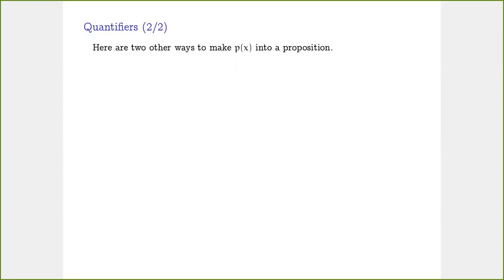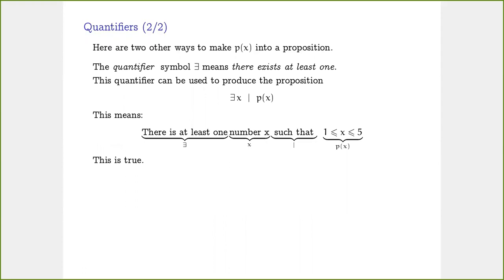There are two other ways to make P of X into a proposition. This is where we introduce quantifiers. The quantifier symbol, backwards E, means there exists at least one. The quantifier can be used to produce the following proposition. Here's how to read this expression: there exists an X such that P of X is true.